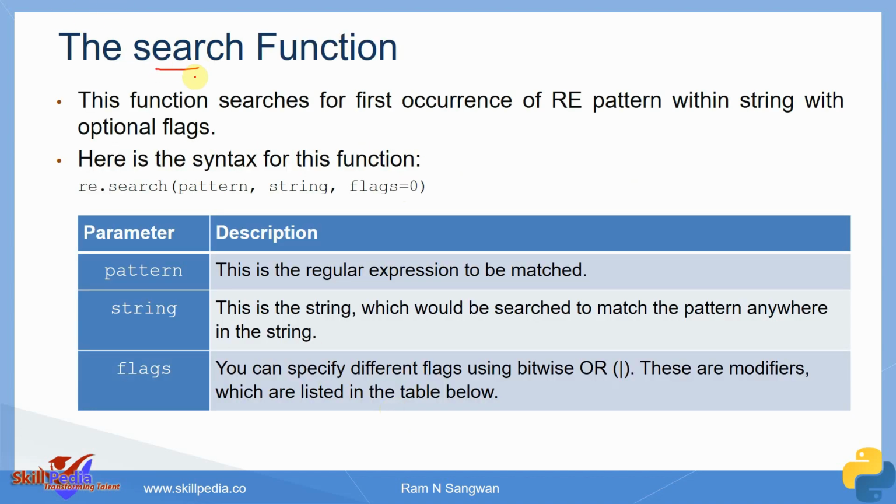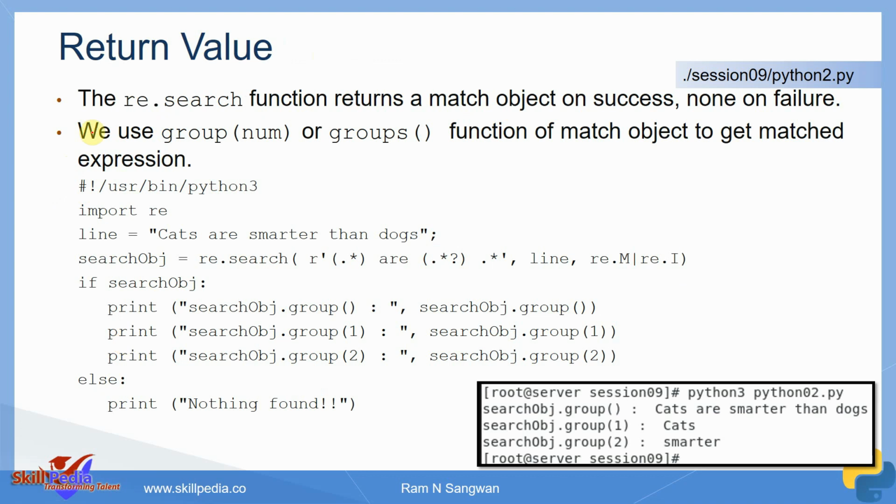Then we have search. The search function searches for the first occurrence of the regular expression pattern within the string with optional flags. It is incredibly similar to match: search, pattern, string and flags. Pattern is what we are trying to match, string is within which, and flags are optional flags. The re.search function returns a match object on success, None on failure. We use group and groups here also, the same concept.